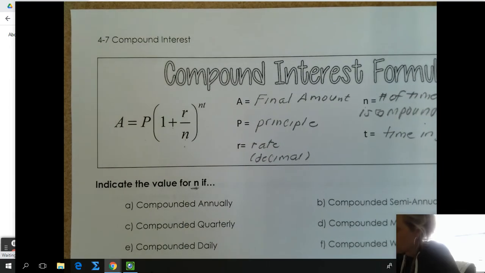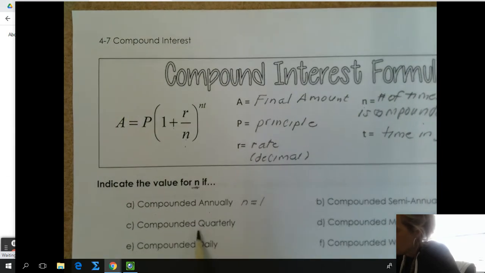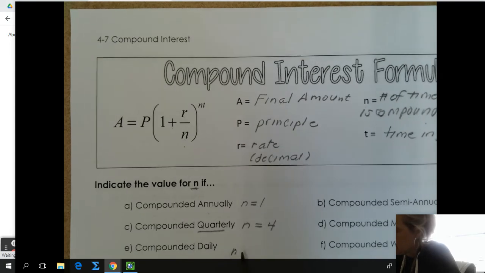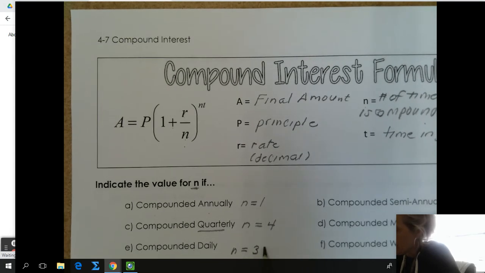If we're told that interest is being compounded annually, that means N is 1. Quarterly means that N is 4. Daily, that's 365. If interest is being compounded semi-annually, that's twice a year. Monthly is 12, and weekly is 52.